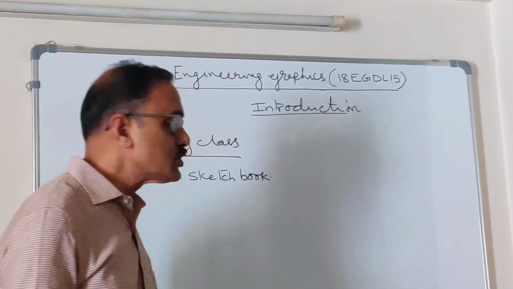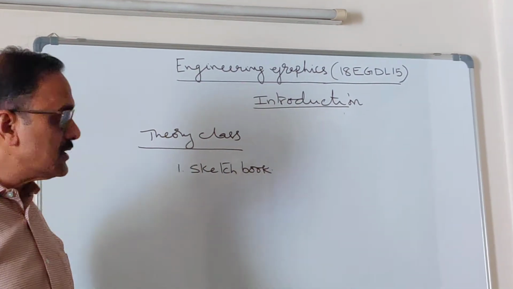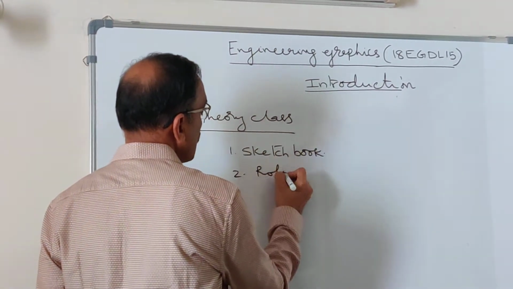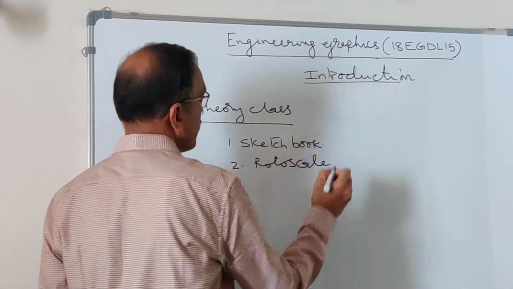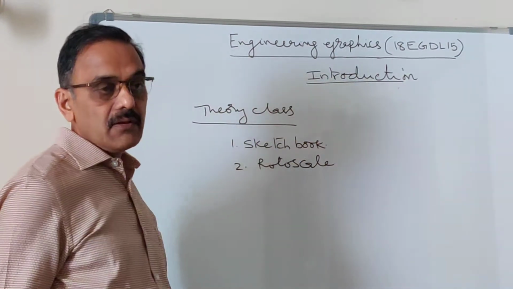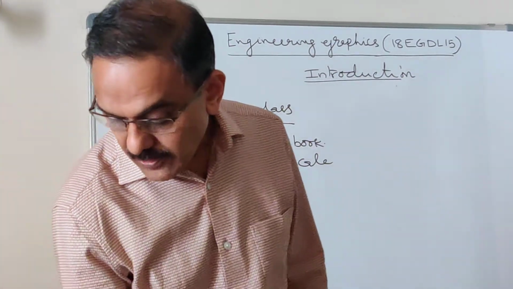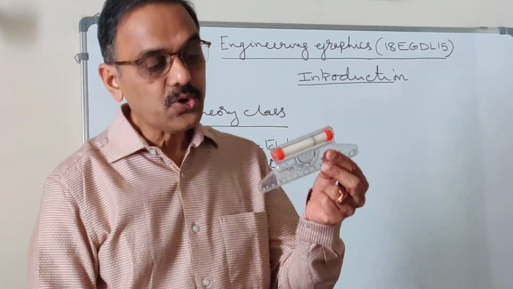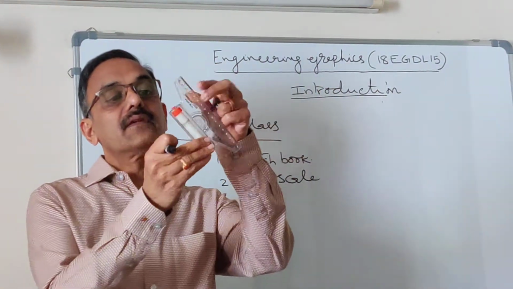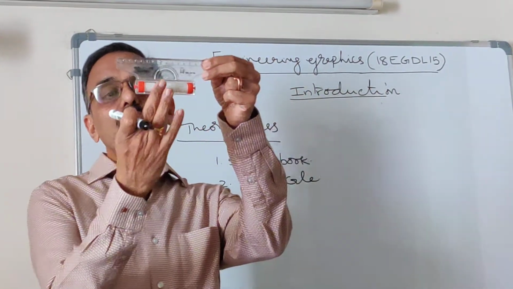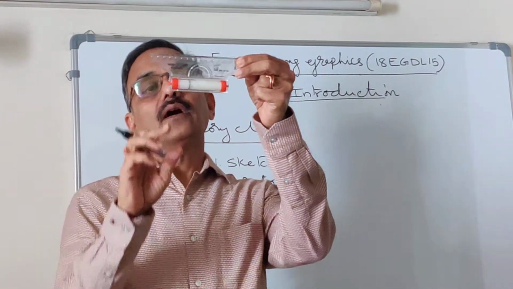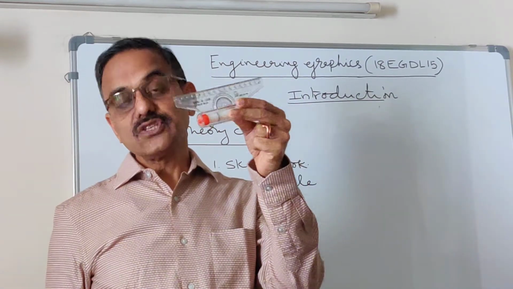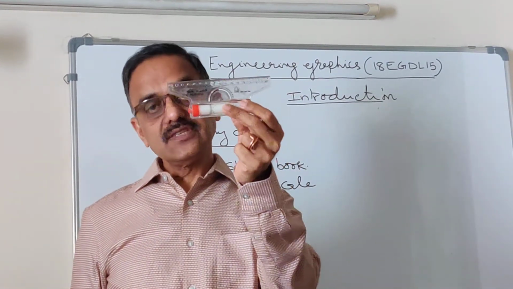Now I'll tell you the instruments that you have to buy for practicing this sketching. You will have to buy what is called a rotoscale. I will show you how it looks. Yeah, this is a rotoscale. It is provided with a rotor, and it is also provided with a protractor. The size of this scale is 16 centimeters. So you buy only this size, this is enough.